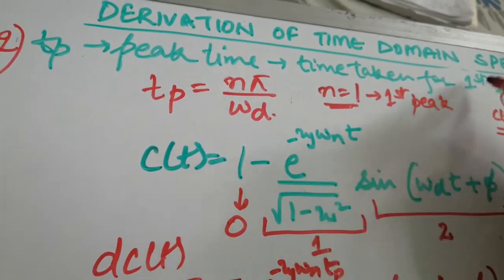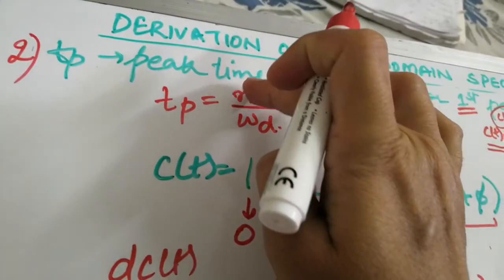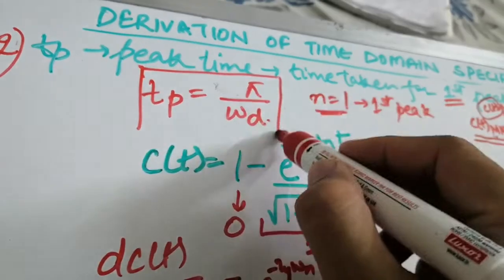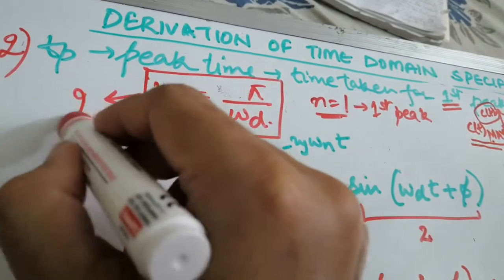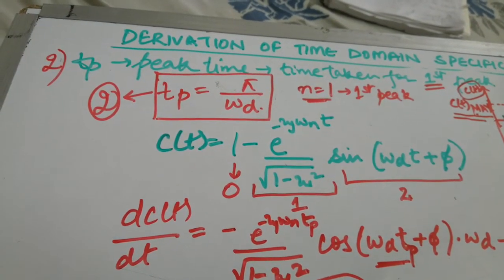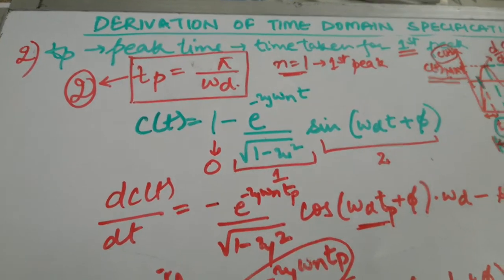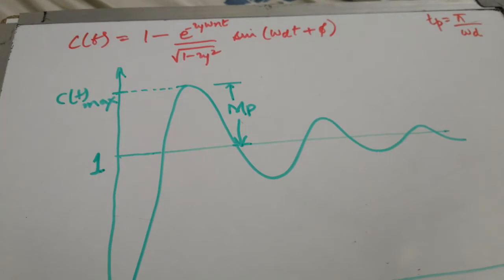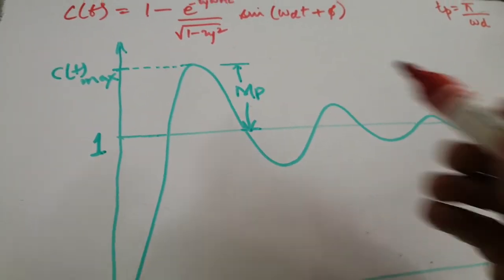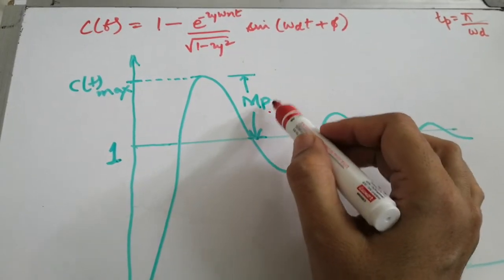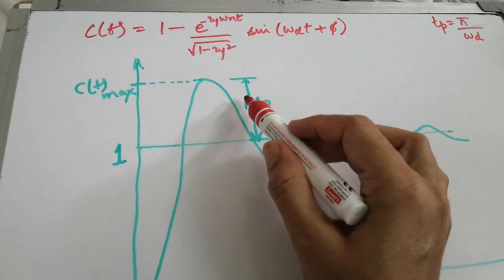So we have written here in the definition first peak, so that makes our n equal to 1, and we are left with your second derivation of Tp equals pi upon omega d, right? So now we are left with your last one. Now we come on to our third derivation, and that is of your Mp. So first we have to understand how we can derive our Mp.